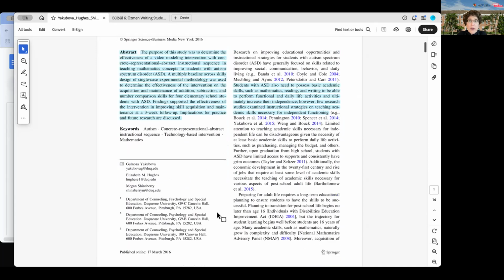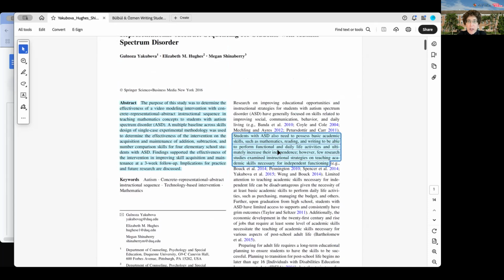In the introduction, she establishes that students with ASD need to know basic academic skills such as math, reading, and writing to be able to perform functional and daily life activities and ultimately increase their independence. However, few research studies examine these strategies on teaching academic skills necessary for independent functioning.